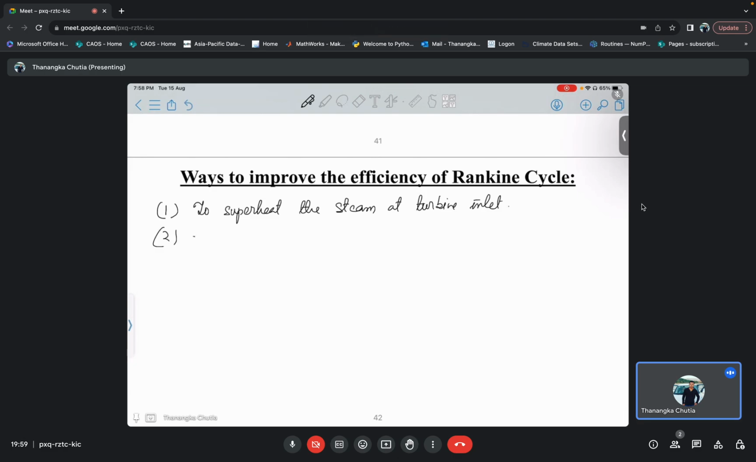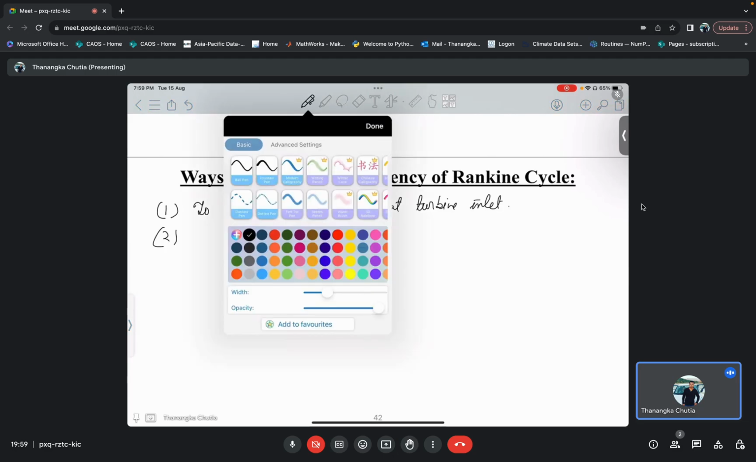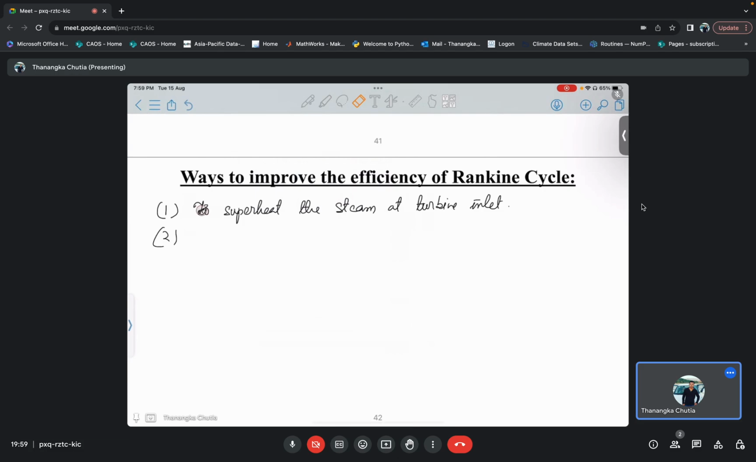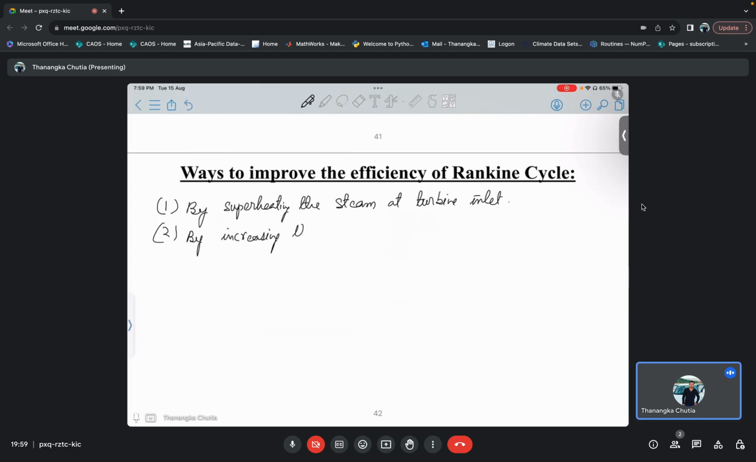The second is increasing the boiler pressure, which can also increase the efficiency of the Rankine cycle. But we find that the quality of the steam at the exit is not good, which will result in erosion of the turbine blades.